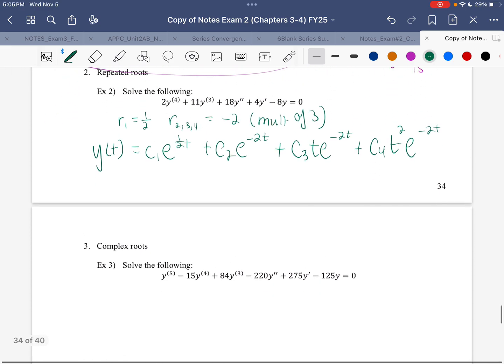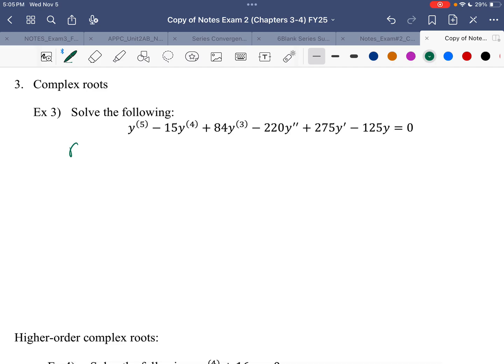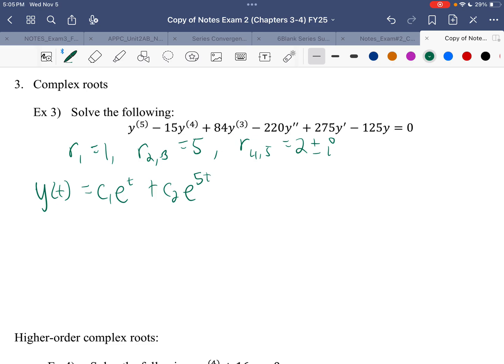Okay, and then when we have a complex root, in this one we get r1 equals 1, r2 and 3 are 5, and r4 and 5 are complex. So y of t is c1 e to the t plus c2 e to the 5t plus c3 t e to the 5t plus e to the 2t times c4 cosine t plus c5 sine t.